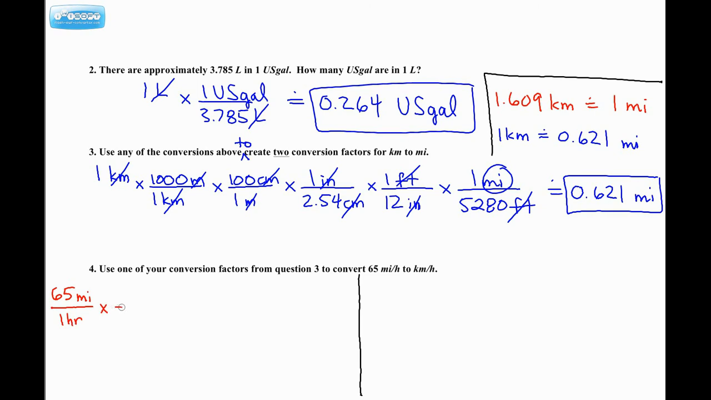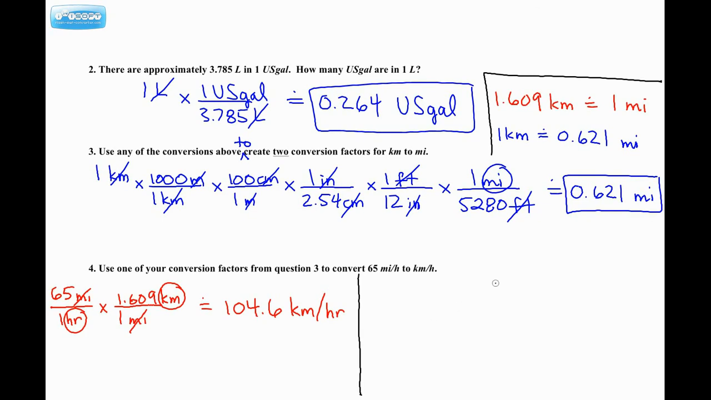So if I'm in miles, I want to go to kilometers. I'm going to use this one up here, the 1.609. So that means 1 mile is about 1.609 kilometers. So my miles cancel, and now I have kilometers per hour, which is what I want. And I'm going to get approximately 104.6 kilometers per hour. So now let's do it the other way, and you'll see we get the exact same answer.